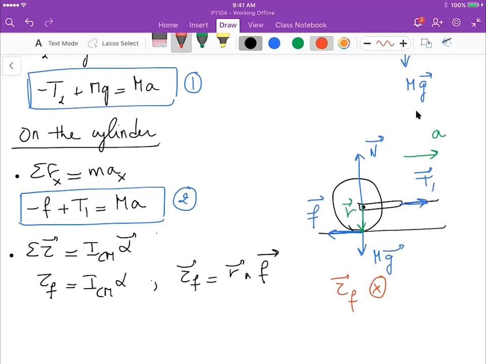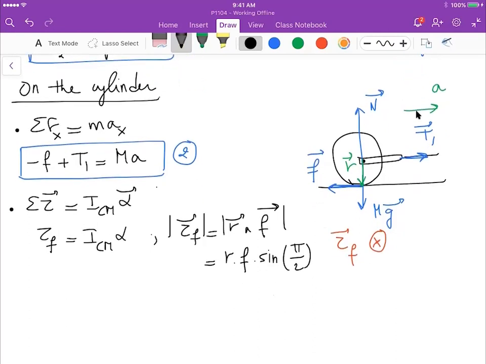Now, how much is the magnitude of this tau F? الماجنتيود لها هي الماجنتيود لها الكروس برودكت، وبالتالي هي الماجنتيود للR مضروبة بالماجنتيود للF مضروبة ب sine of the angle between the two، بما إنه هول they are perpendicular. So sine pi over 2 is equal to 1, and tau F is equal to the radius of the cylinder، بهالحالة اللي هو الR مضروبة بالF.